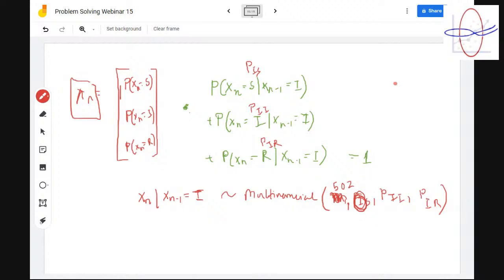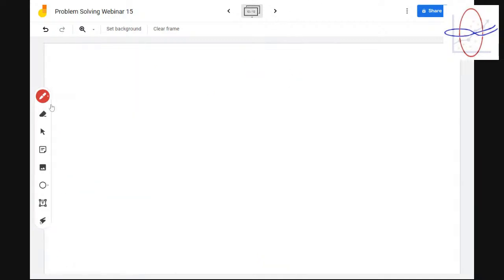But understand it very easily. I will not use multinomial anywhere. Multinomial is an extension of binomial, but I will use binomial only. Understand this, let's consider this case. From infected, one can go to what states? Two states only. One is infected again and one is removed. So this probability is PII and this probability is PIR.